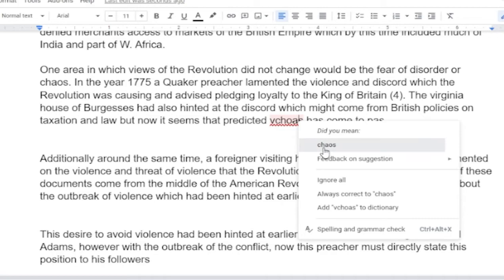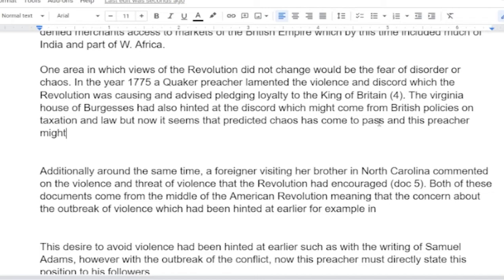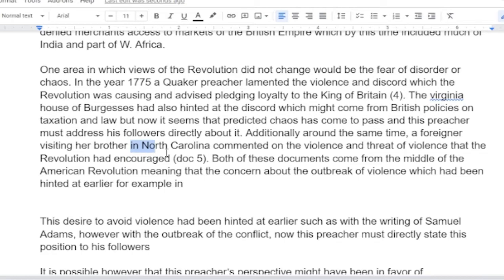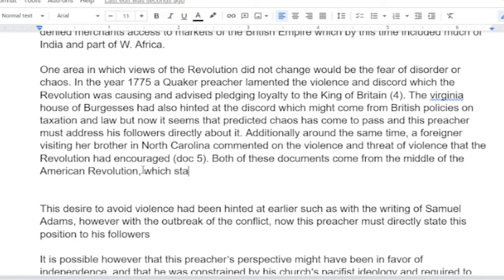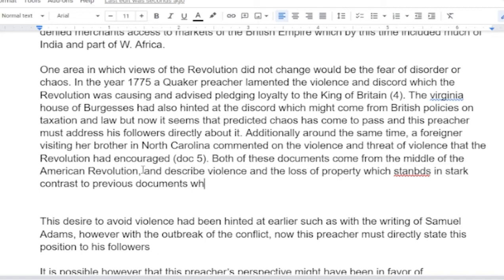And this preacher must address his followers directly about it. Additionally, at the same time, a foreigner visiting a brother comments on the violence and threat of violence. Revolution, which stand in stark contrast. Revolution and describe violence and the loss of property, which stands in stark contrast to previous documents which attempted to reaffirm the property rights of Americans.